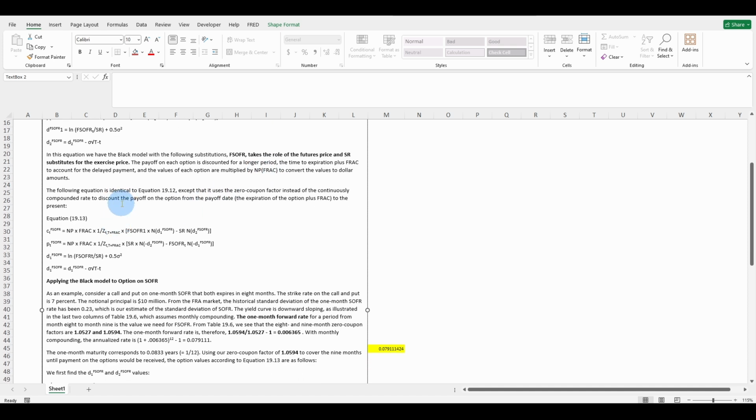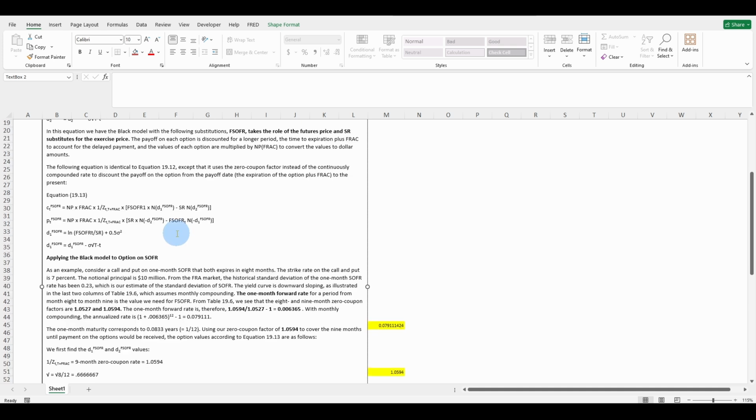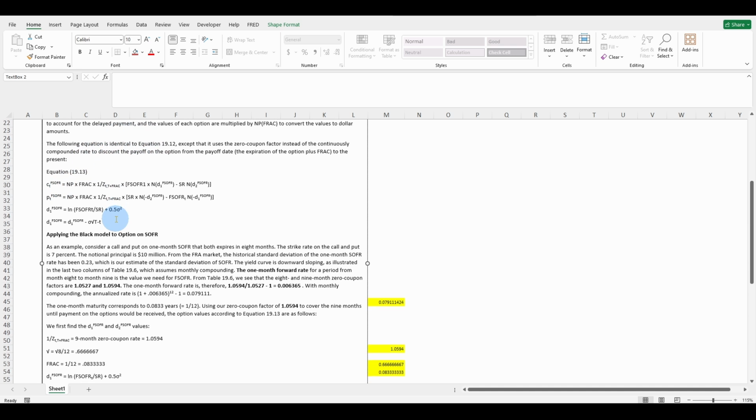The following equation is identical to equation 19.12, except that it uses a zero coupon factor instead of the continuously compounded rate to discount the payoff on the options from the payoff date, the expiration of the option plus FRAC. Break out the magnifying glass if you need to, because you can see the notation changes a little bit. We have this forward SOFR, which is a little different from the previous example. And keep in mind, the exercise price and strike price have been identified as a different part of the ingredient. d1, d2, just walk through, plug and chug.